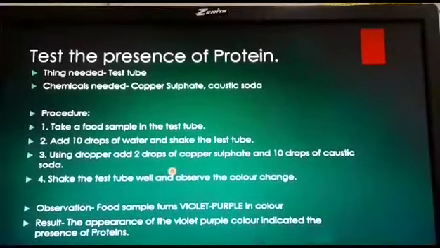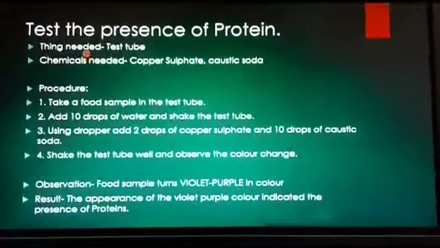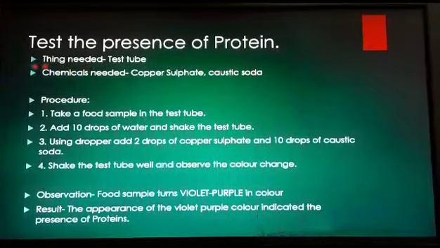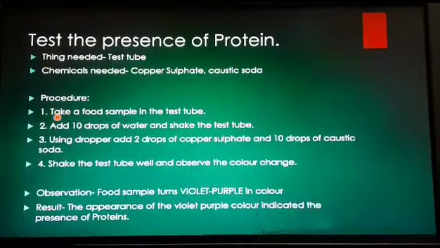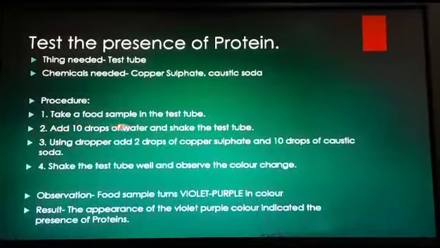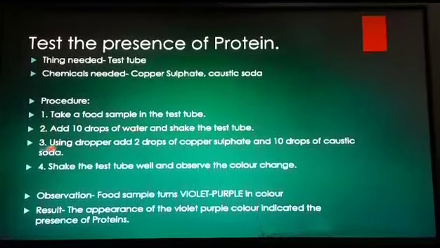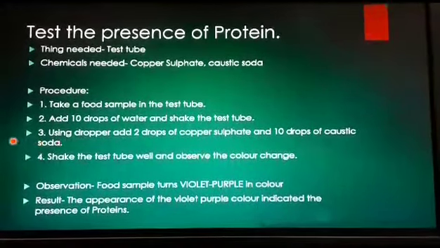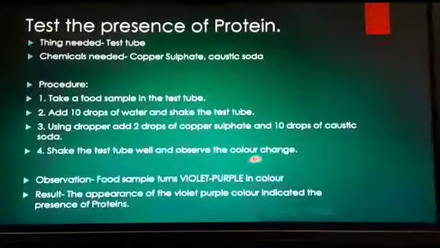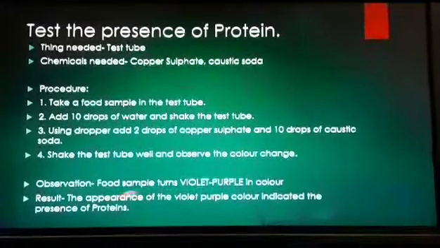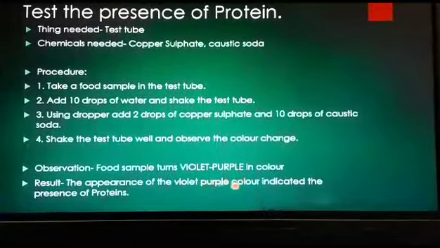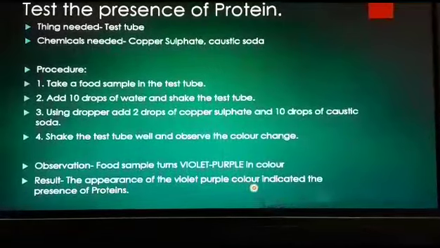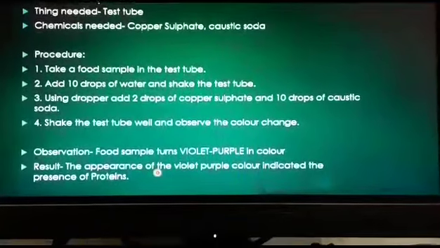Test for the presence of protein. Chemicals needed: copper sulfate, caustic soda. Things needed: test tube. Procedure: take a food sample in the test tube. Add 10 drops of water and shake the test tube. Using a dropper, add 2 drops of copper sulfate and 10 drops of caustic soda. Shake the test tube well and observe the color change. Observation: food sample turns violet-purple in color. Result: the appearance of the violet-purple color indicates the presence of proteins.